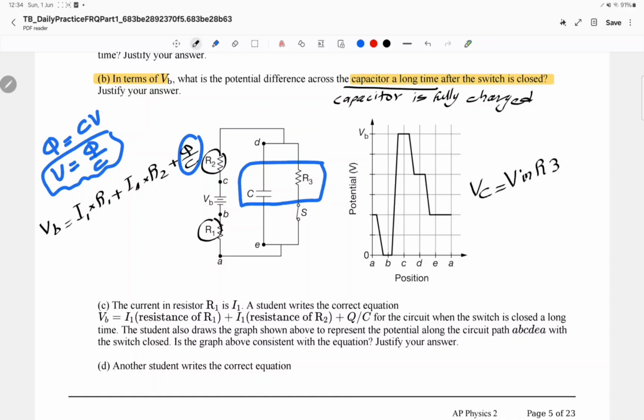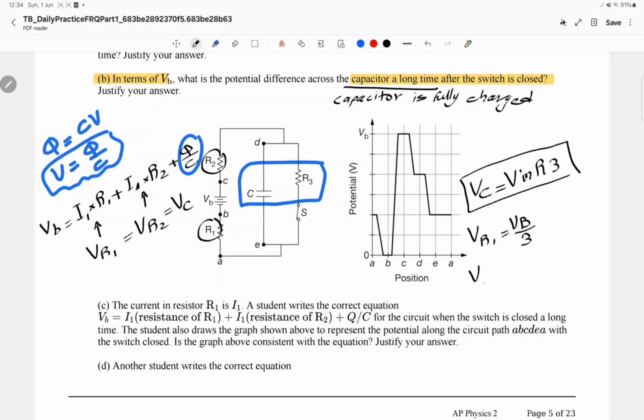Okay, and the voltage in each resistor is the same as the other one. So here V of R1 is the same as V of R2, which is the same as the V of the capacitor, which is the same as the voltage in R3. Okay, and the voltage in each component here is going to be 1/3 of VB. So the V of R1 is equal to VB over 3. The V in R2 is equal to VB over 3. The V in the capacitor is equal to V in R3, which equals VB over 3 as well.